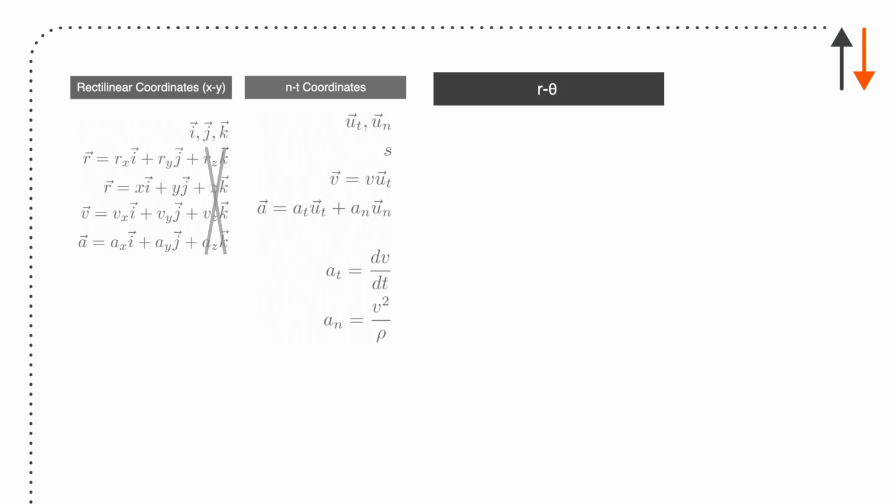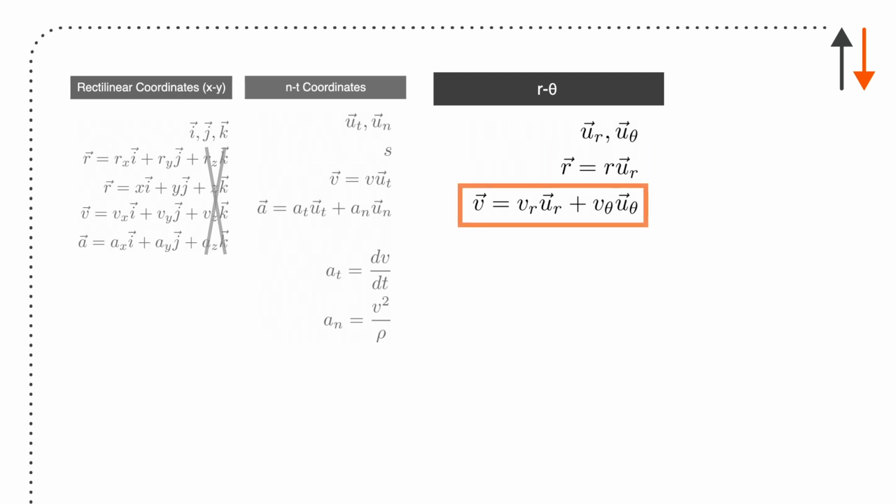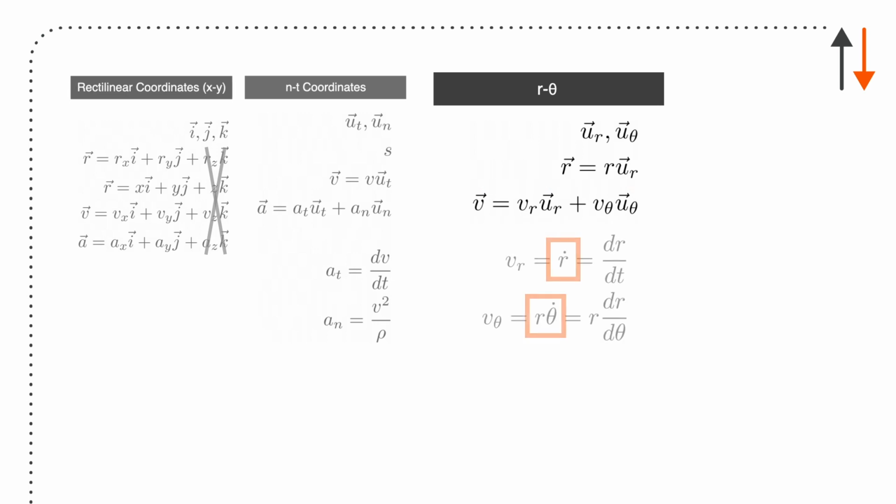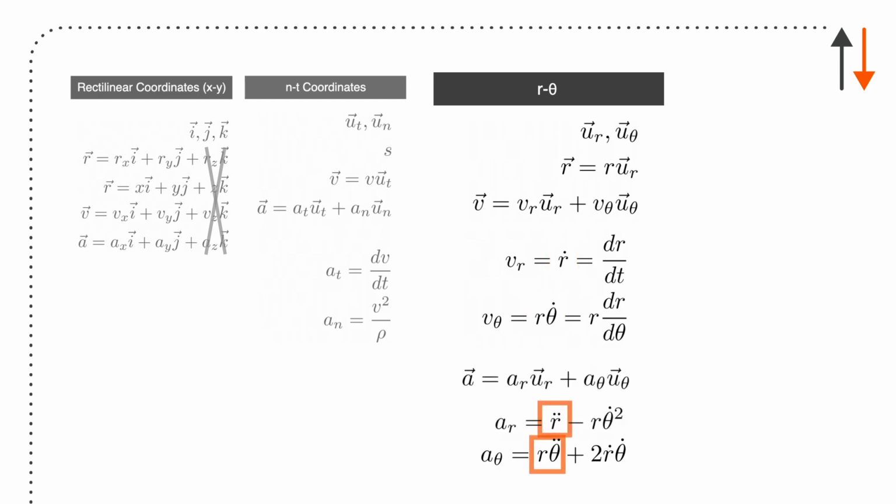Final one is the r theta coordinates, cylindrical polar coordinates, and position is important, r ur, and velocity is important, but now I'm going to have to calculate a bunch of terms, and I end up with r dot and r theta dot. I have acceleration r and acceleration theta, and these you don't necessarily have to memorize, but you have to be aware that they exist.